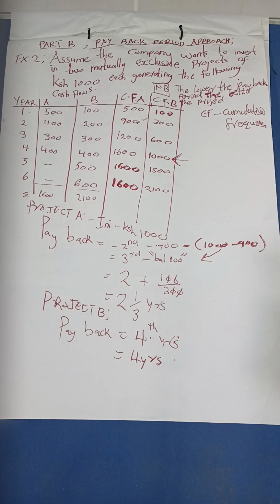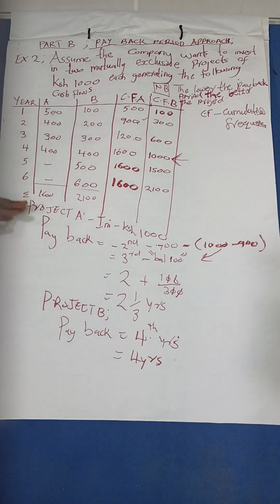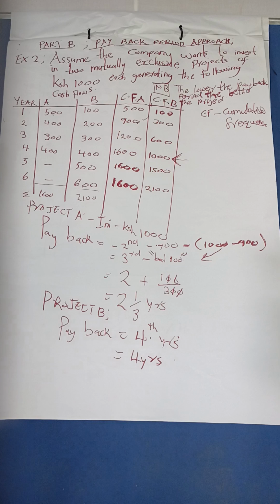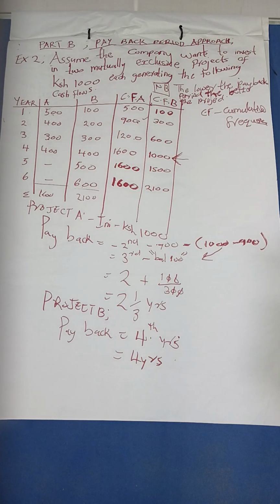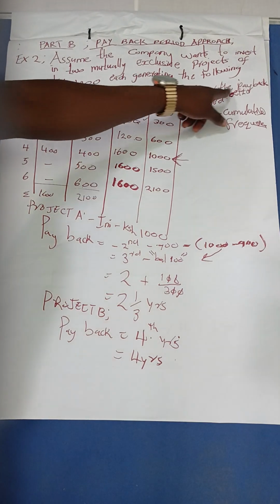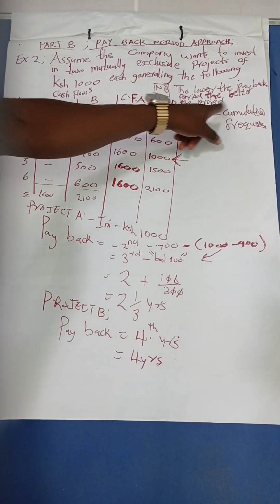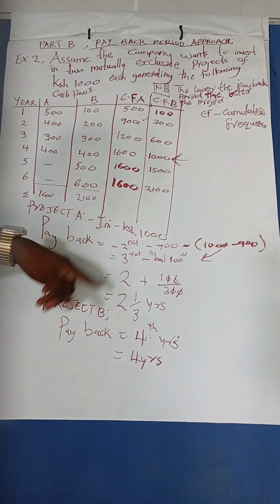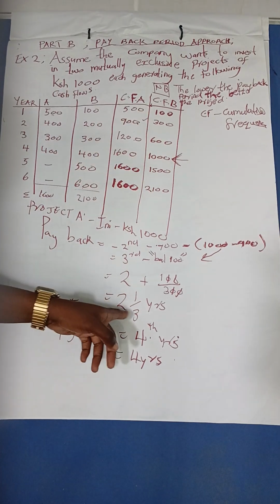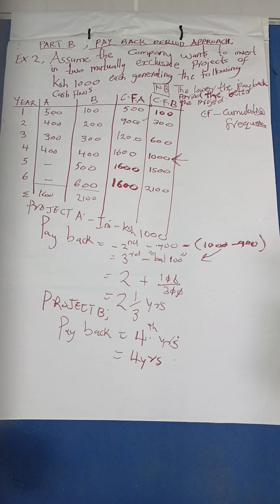Now, up to there, I think we are doing well. Now you realize, comrades, that we have the 2 projects in hand. As I said, they are mutually exclusive projects where they serve the same purpose, but they compete against each other. But the company wants to venture in one of them. Now, we do the interpretation. If you are doing the interpretation here using the payback period, remember I said the lower the payback period, the better the project. Now, in project A we have 2 and maybe 4 months, or 1/3 years. Then in project B we have 4 years. So which project are we going to go with?